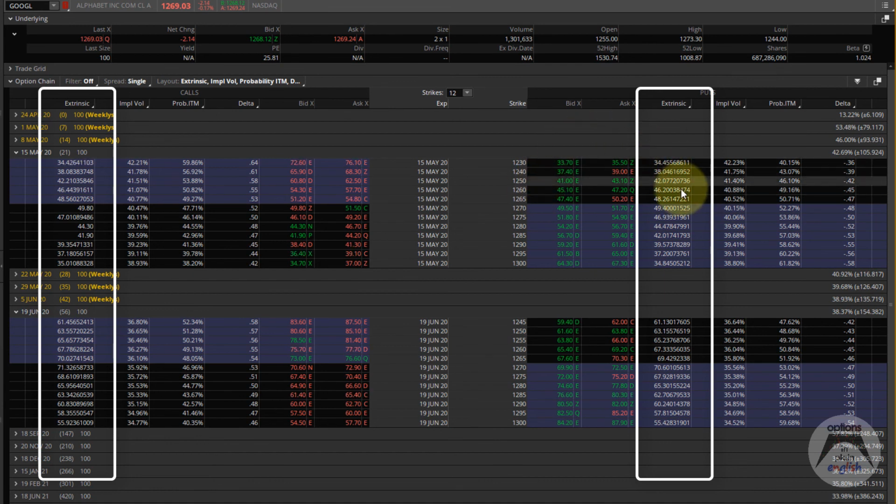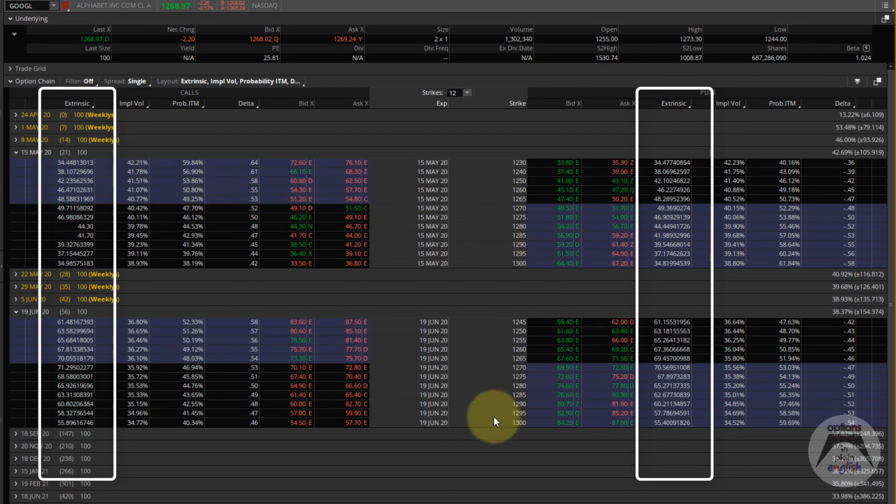This is the extrinsic, this column. And if you go in the money, it also starts going down. So you know that this in the money put is made up of both extrinsic and intrinsic, because this is in the money. So this strike already has $30 pretty much of intrinsic value.